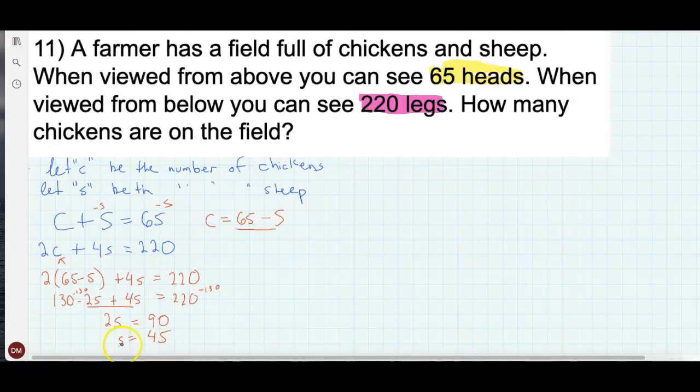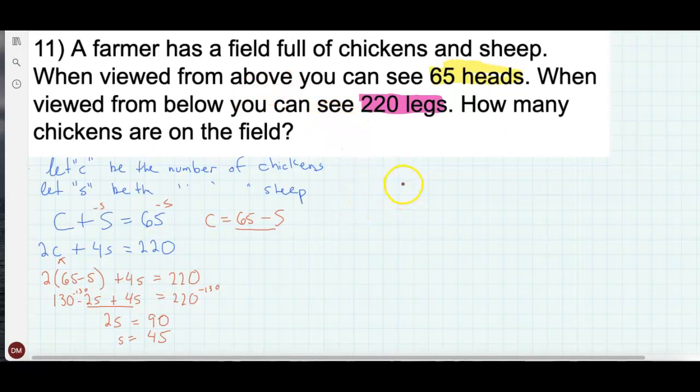So S represents the number of sheep. I should have tried to isolate S. That was a silly thing to do. Anyway, I created more work. What you could have done is said S is equal to 65 minus C, substitute for S, and you would have gotten the chickens, right? Because that's all it's asking for. So I had to do a little bit more work.